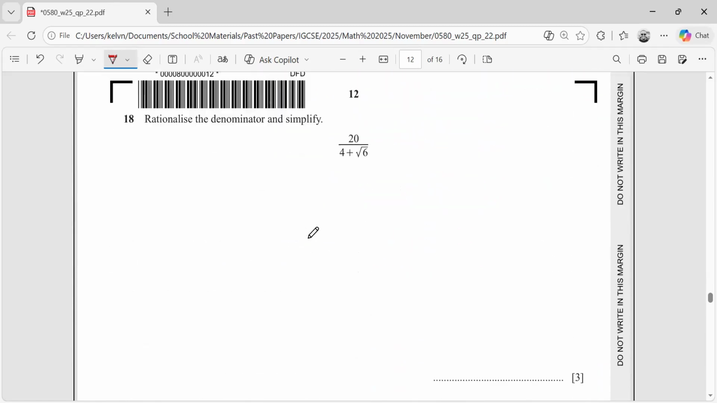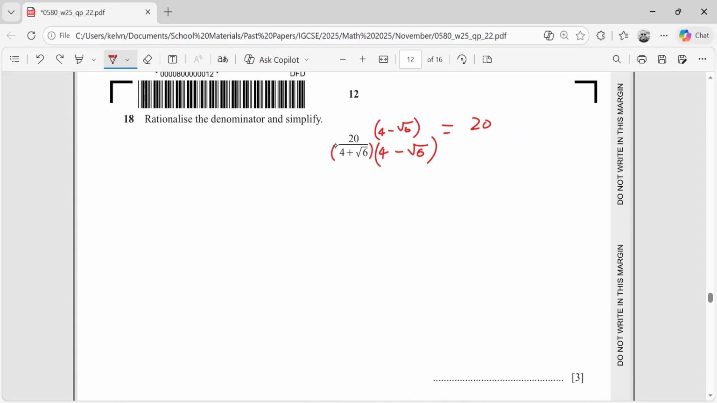Now let's go to number 18, and this is to rationalize the denominator and simplify it. When you have a denominator like this, with a plus there, you can multiply by that same value, but you just change the sign here. Then remember to do that also to the numerator. Sorry, it's 4 first, minus square root 6. You can solve the numerator very quickly, which will give us 20 or square root 6.